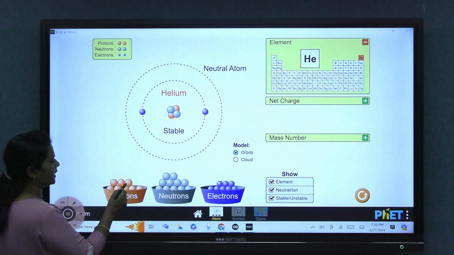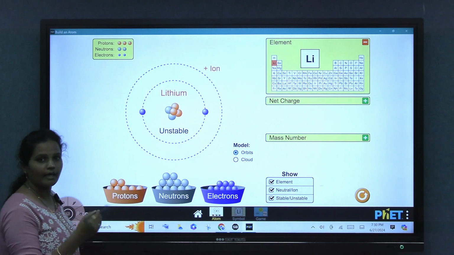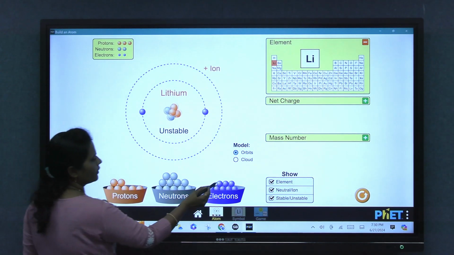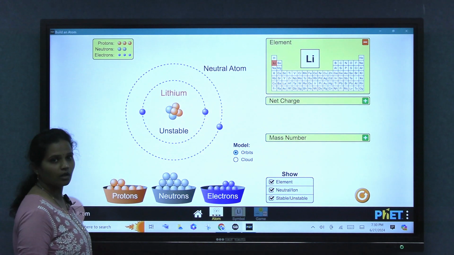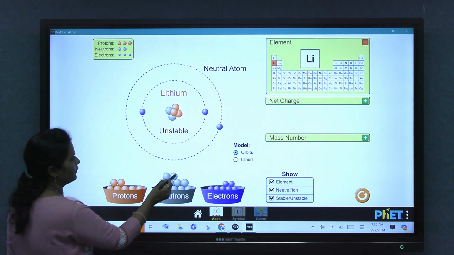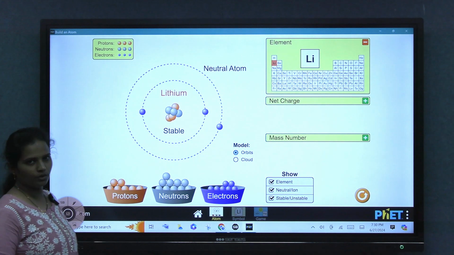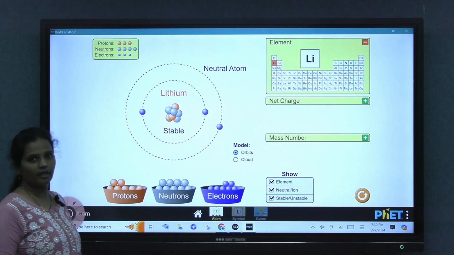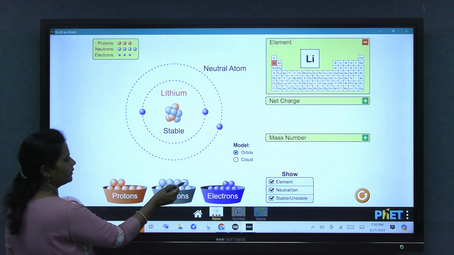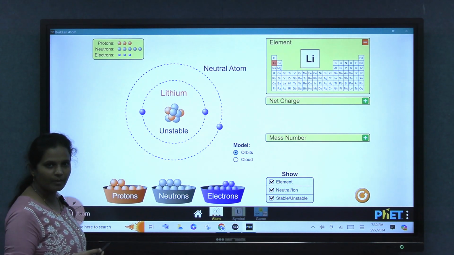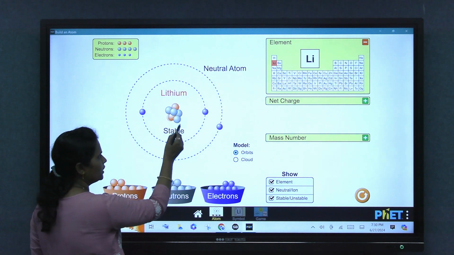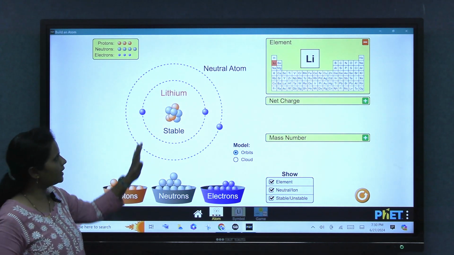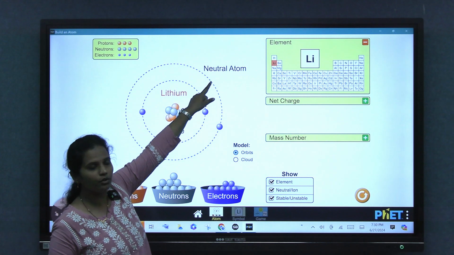Suppose let us take one more proton. Again it became unstable. If I add one more electron, it is also unstable. Then if I add one neutron, it became stable. Let us take one more neutron. It became stable. If I add one more neutron, then again it becomes unstable. Then remove the neutron. Now it is stable and it is a neutral atom.